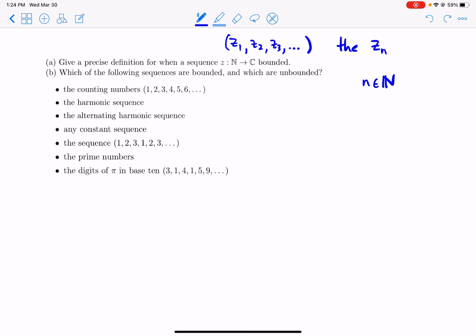And instead of saying n maps to z of n, we write z sub n, just so that we don't have to write these parentheses. So anyway, that was just a note on notation. A sequence is a map, but it's easier to say the z sub n than to fiddle with some other notation. Okay. So before I give a precise definition, let me do part B.